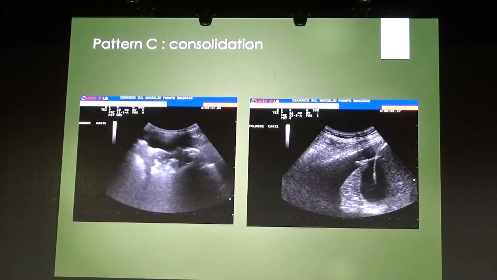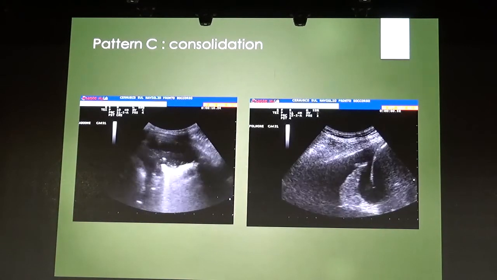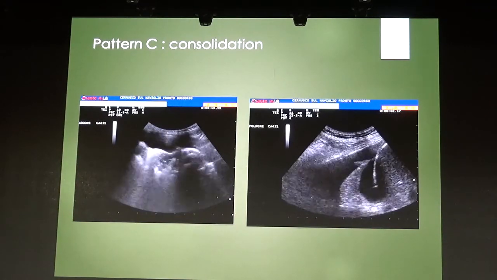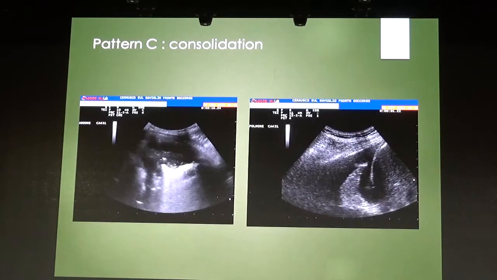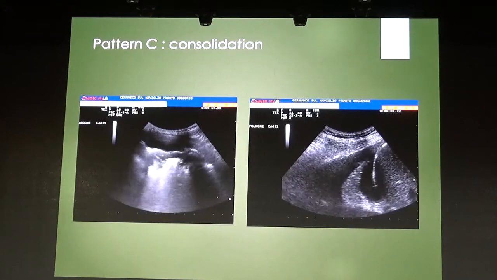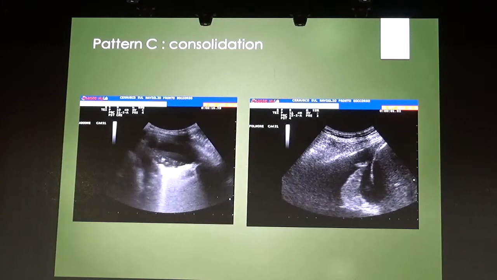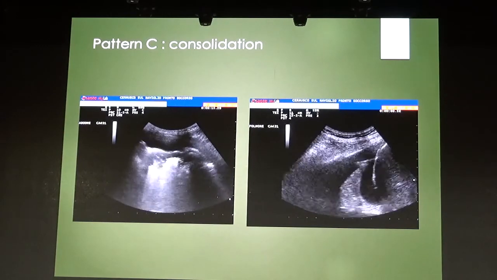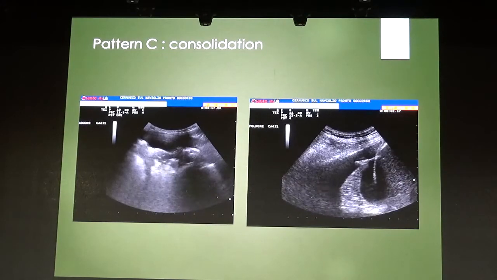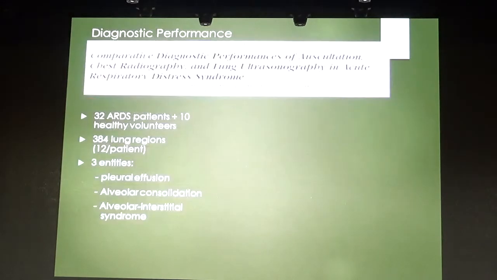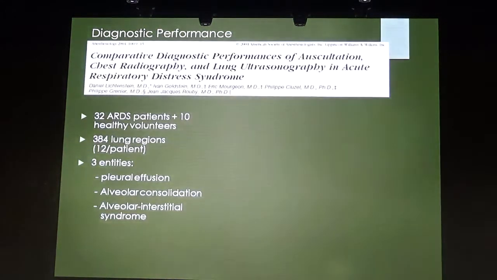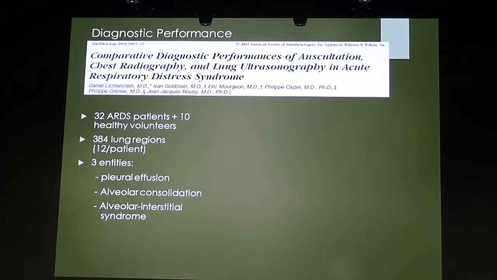You can see the echogenicity is more or less the same as the liver, with the pleural effusion around. And this is more characteristic of an atelectasis. Anyway, as a fan of ultrasound, this is maybe one of my favorite studies.